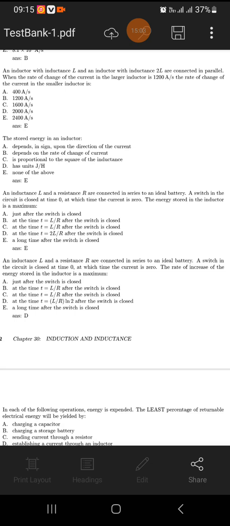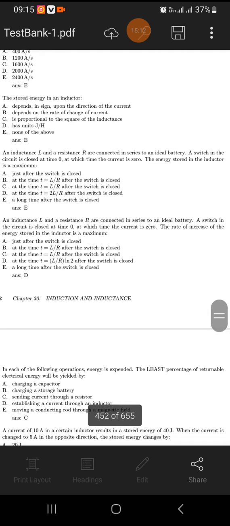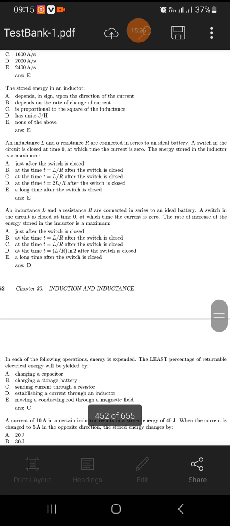So an inductance L and a resistance R are connected in series to an ideal battery. A switch in the circuit is closed at time 0, at which time the current is 0. The rate of increase of the energy stored in the inductor is a maximum at the time t equals L over R times ln 2 after the switch is closed. Hey, ln 2. I'm sure it's ln 2.